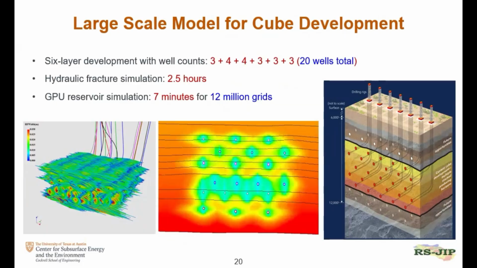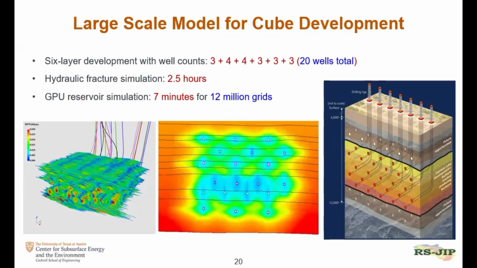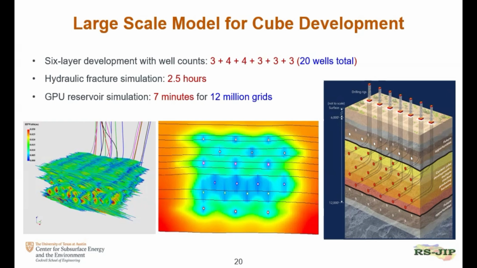And another application here is for cube development. In some parts of the world, the unconventional plays have a really big vertical span of the reservoir, where the pay thickness is really big, and can reach all the way to 1,000 feet. So in order to tap all these unconventional resources, a lot of operators are developing the so-called multi-layer strategy to drain more efficiently from the whole reservoir.